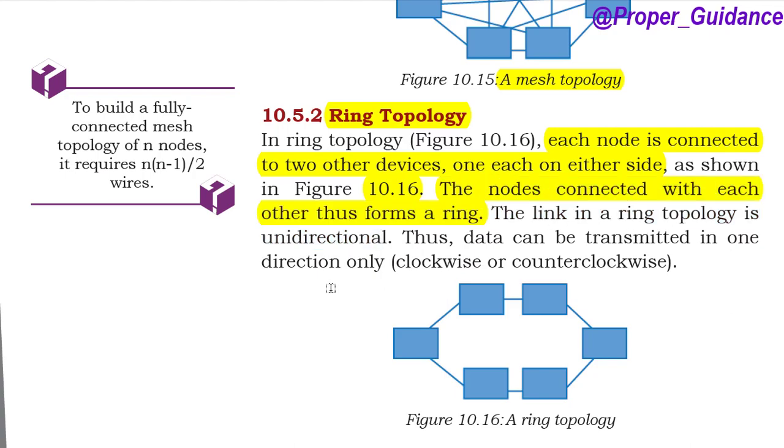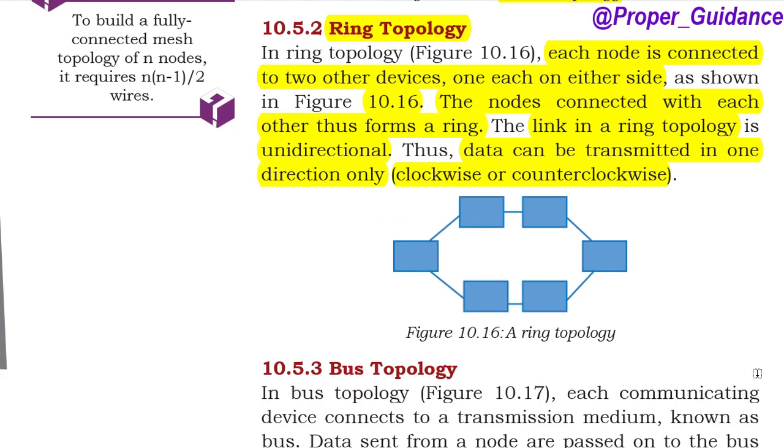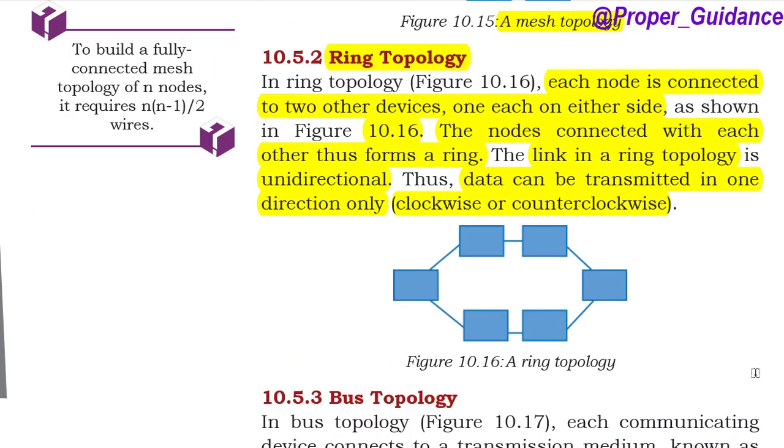The link in a ring topology is unidirectional. The link is unidirectional. This is a very vital point. Thus, data can be transmitted in one direction only, clockwise or counterclockwise. Okay, only in one direction.